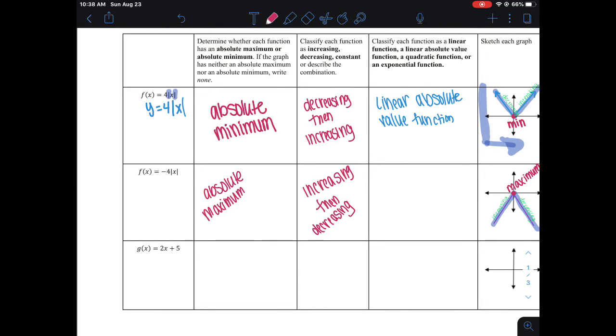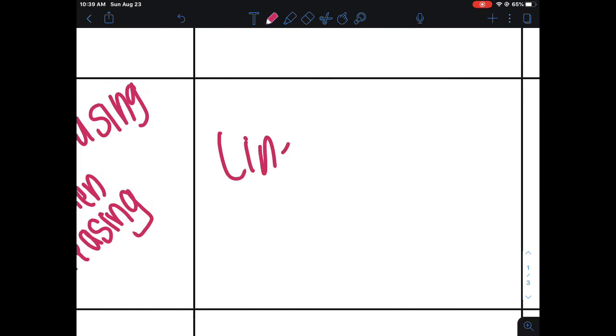And then which function family is this? Hopefully, you already know: linear absolute value function, because it was pretty much the same one as the first one we just did. So linear absolute value function.